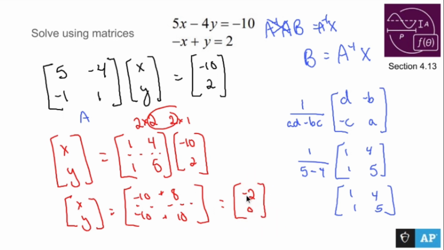So X equals -2, Y equals 0. And that's how you can solve a system of equations using matrices. Isn't that neat?